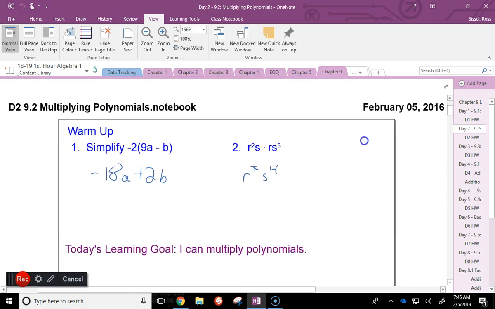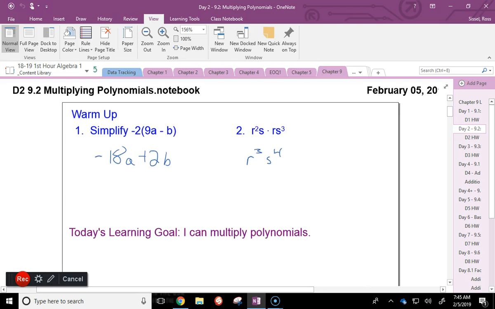Okay, we are on day 2, lesson 9.2. Today we are multiplying polynomials. Hopefully you guys didn't have too much trouble on yesterday's homework assignment. I'll look at your grades when I put them in. If you did have any troubles, make sure we talk because this is going to be ongoing. Today we are discussing how we will multiply the polynomials.